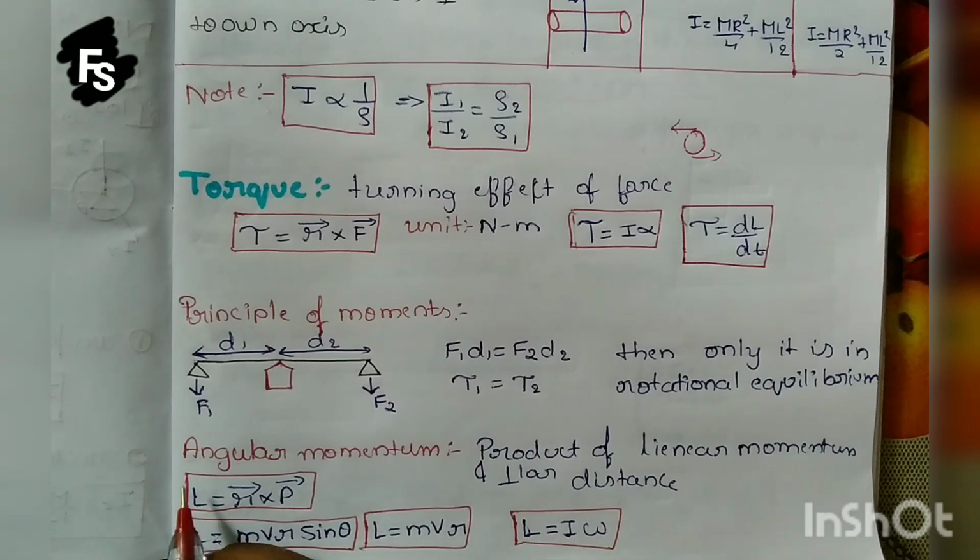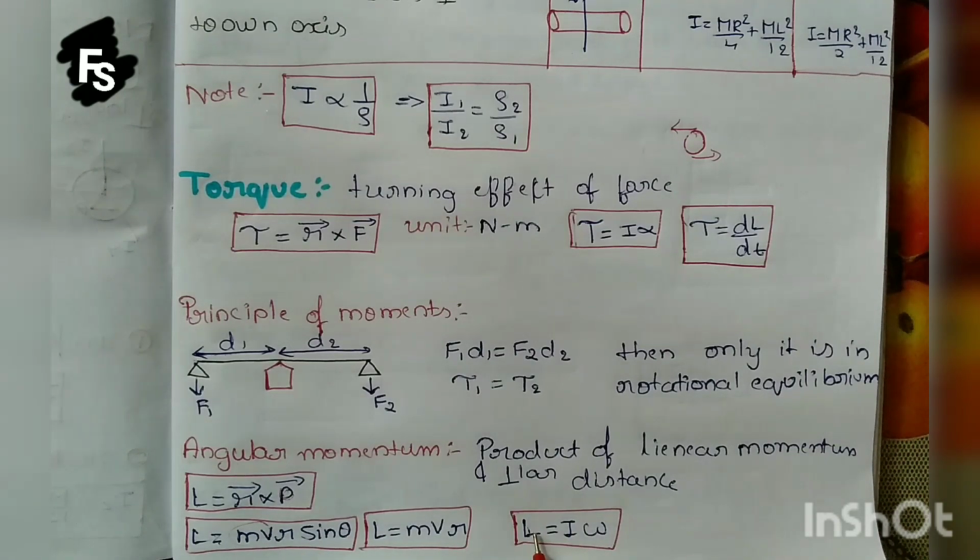Next come to angular momentum. What is angular momentum? The product of linear momentum and perpendicular distance. Remember, the product of linear momentum and perpendicular distance is known as angular momentum. Here L is equal to r into P. P means linear momentum, r means perpendicular distance. P means mass into velocity, am I right? See here, L is equal to m v r sin theta. Mv means P. L is equal to m v r.